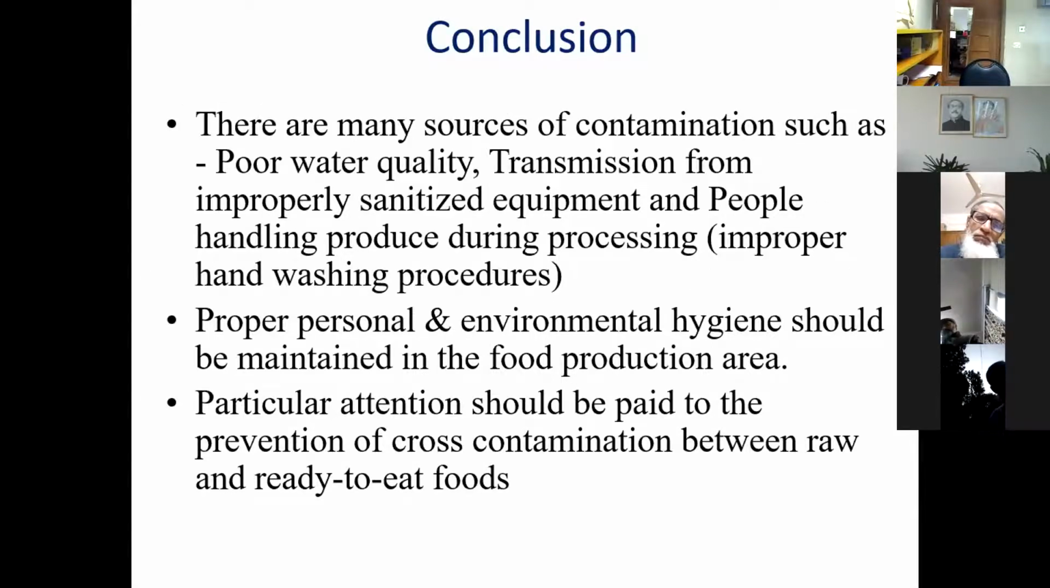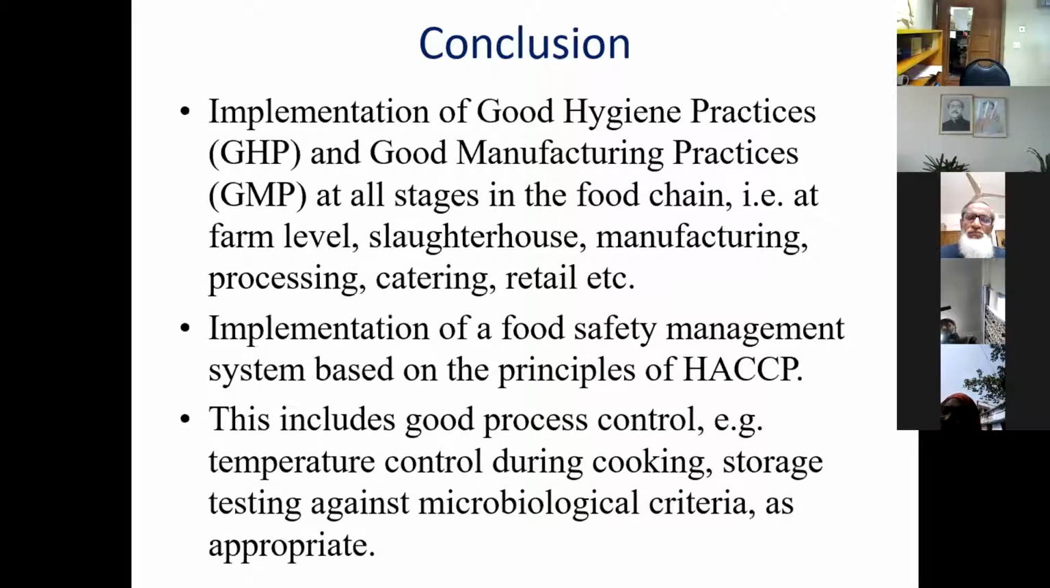In conclusion, I can say there are many sources of contamination, such as poor water quality, transmission from improperly sanitized equipment, and people handling produce during processing, or improper handling or washing procedures. Proper personal and environmental hygiene should be maintained in the food production area. Particular attention should be paid to the prevention of cross-contamination between raw and ready-to-eat foods.